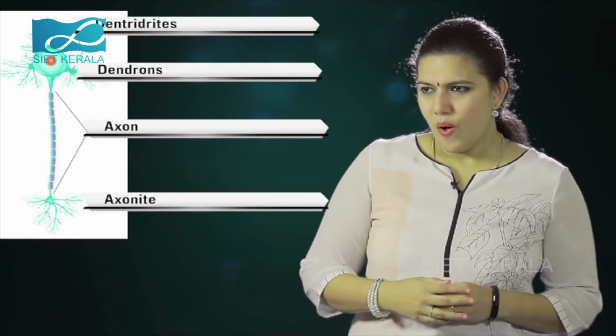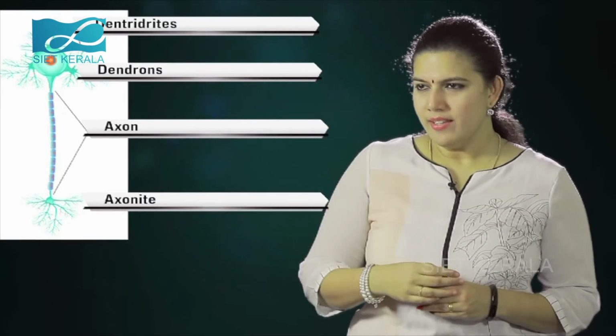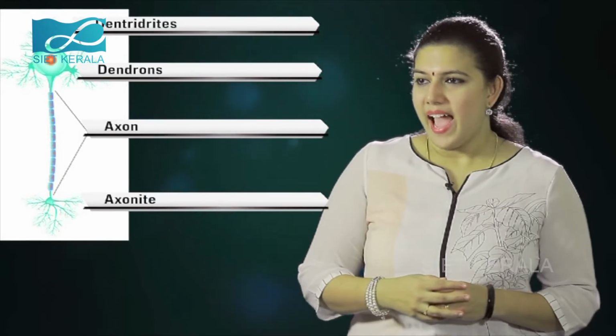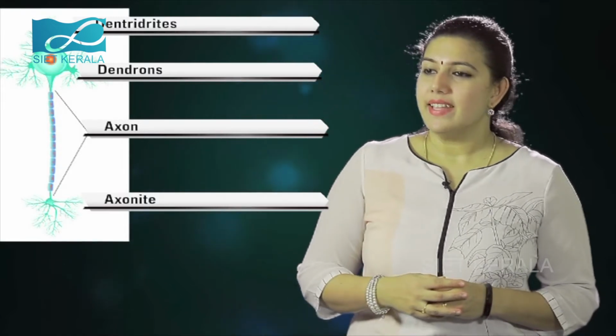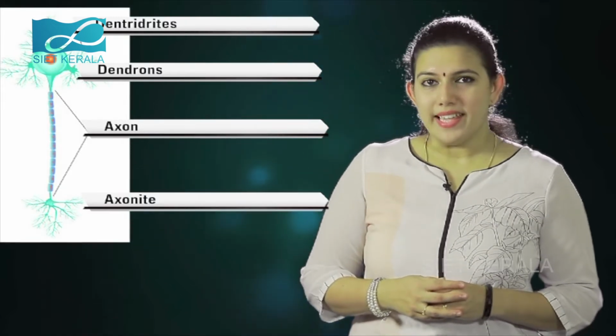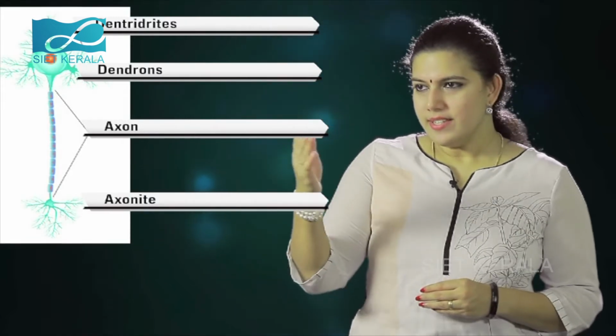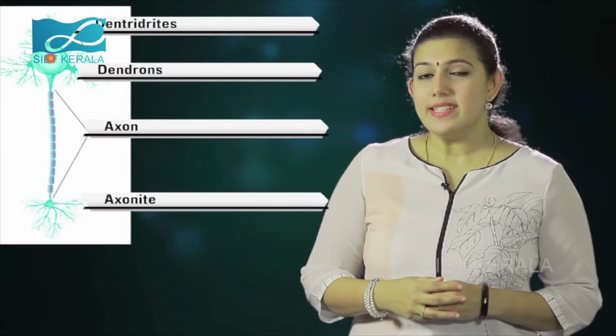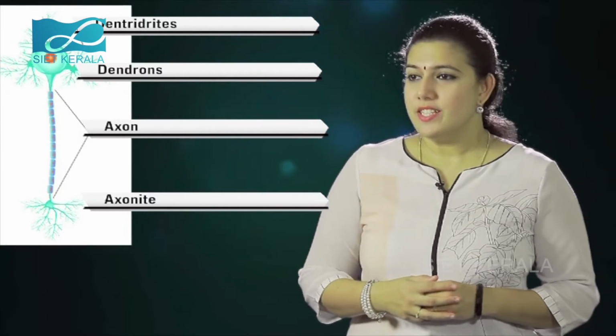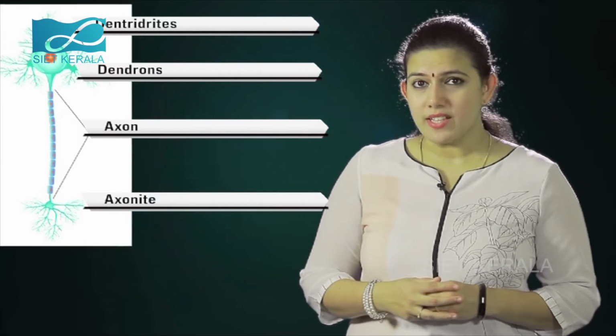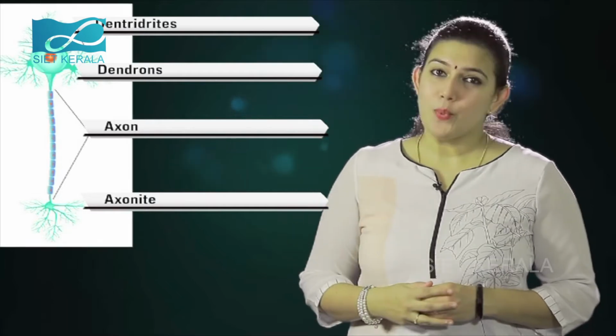Did you notice this long extension from the cell body? These long strands are called axons. The branches at the end of the axons are called the axonites. The furthest end of the axonite is the synaptic knob. Did you notice the cells that cover up the axons? These are the Schwann cells.